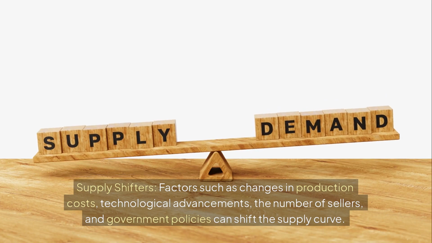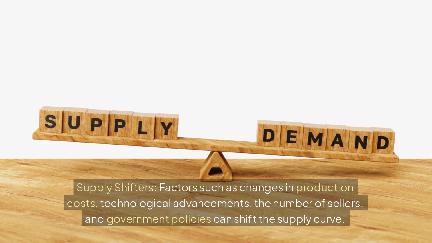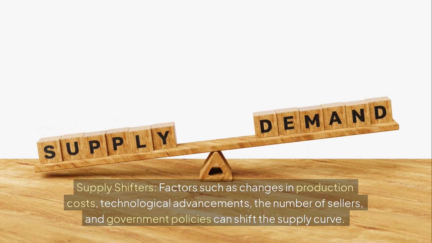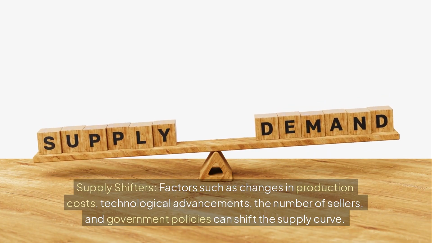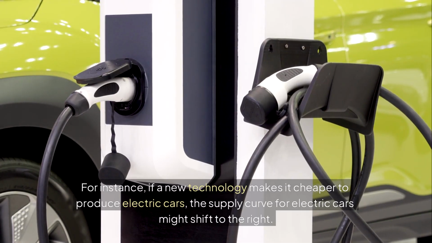Supply shifters. Factors such as changes in production costs, technological advancements, the number of sellers, and government policies can shift the supply curve. For instance, if a new technology makes it cheaper to produce electric cars, the supply curve for electric cars might shift to the right.